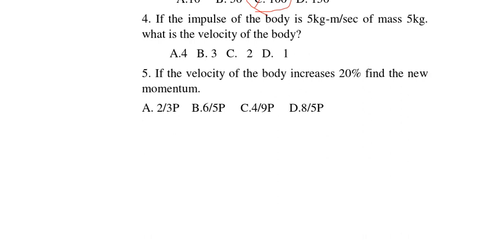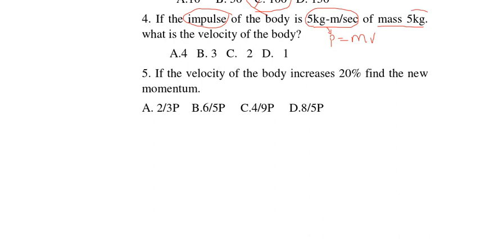Then go for question number 4. If the impulse of the body, what is the impulse? Impulse is nothing but momentum, guys. Impulse is P is equal to m into v. We know the formula, right? This is P. The unit kg meter per second is the unit of what? Momentum. That is impulse. So they gave the P value, and this is the SI unit of kg.